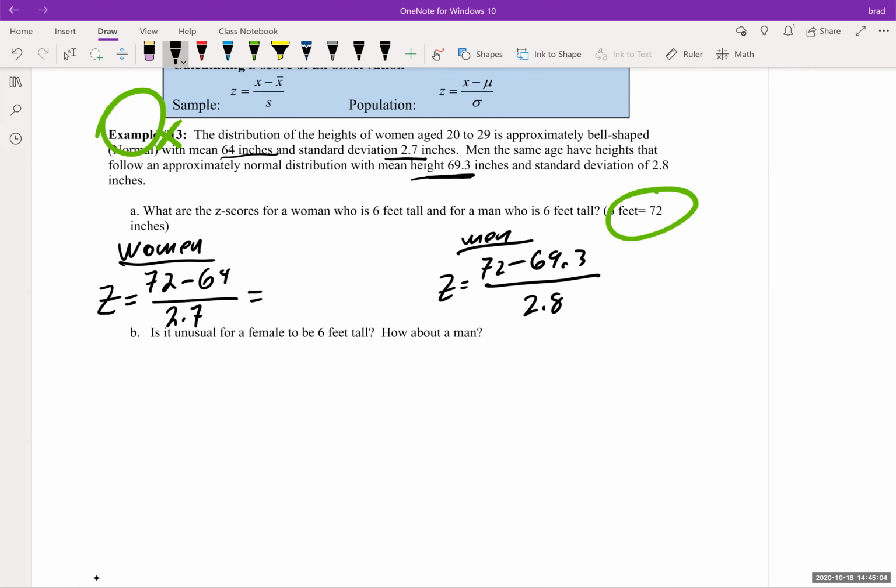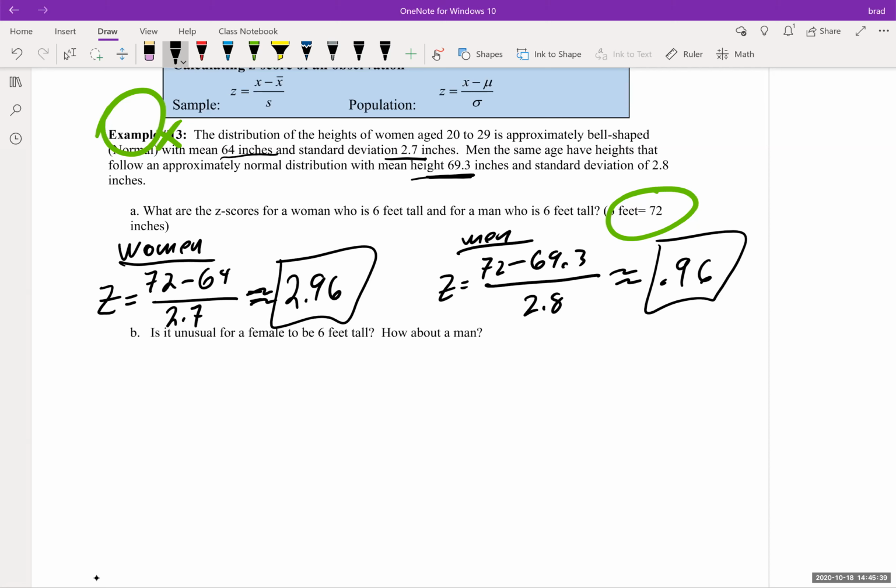Let's see what we get, and I'm going to round these to 2 decimal places. So this will be 8 divided by 2.7, which is 2.96. And then for men, 72 minus 69.3 divided by 2.8, and I get 0.96. So this is a z-score that's about 1, and this is a z-score that's about 3. Now it says, is it unusual for a female to be 6 feet tall?